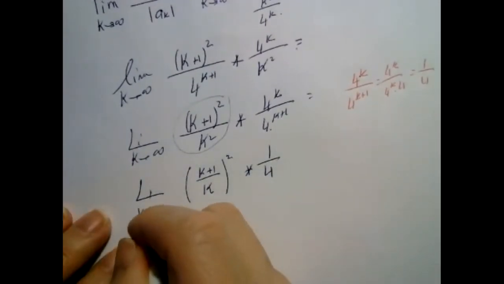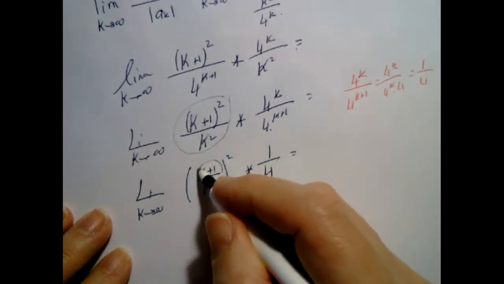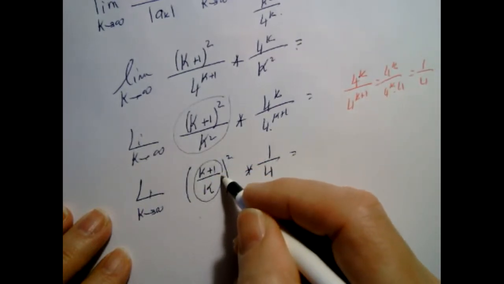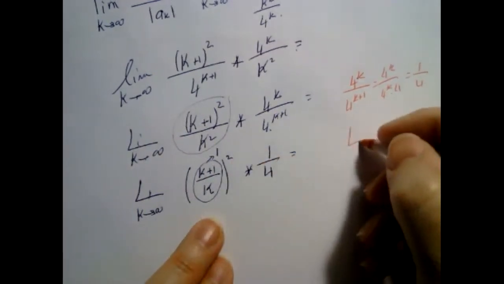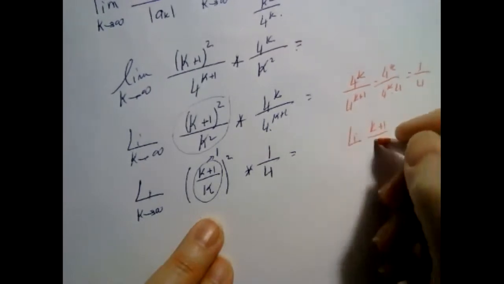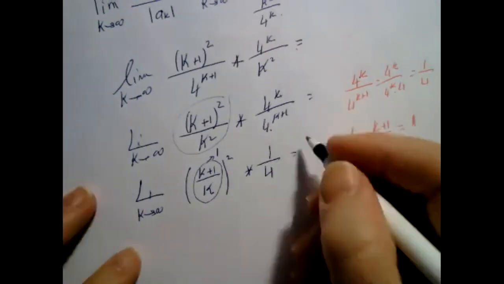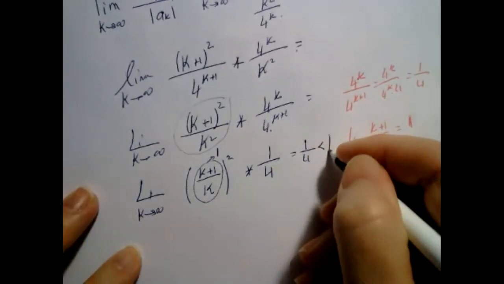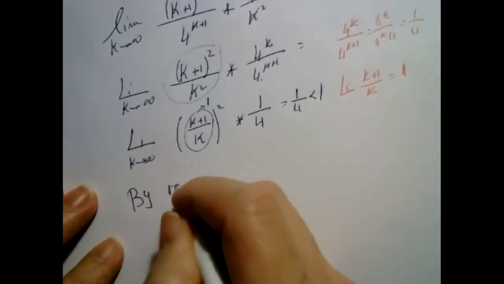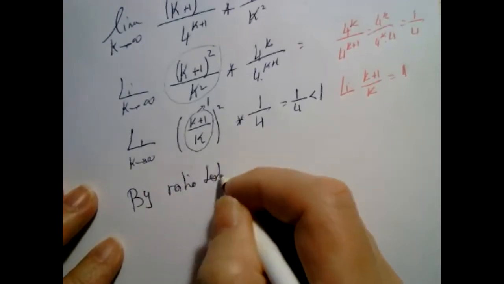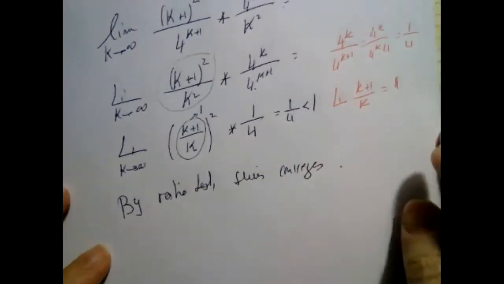Now we find the limit as k goes to infinity. The k plus 1 over k, when k is large, will go to 1. So the limit of k plus 1 over k, we divide by k on both sides, is equal to 1, and that will leave me with 1 over 4, which is less than 1. So if the ratio is less than 1, by the ratio test, the series converges. Okay.